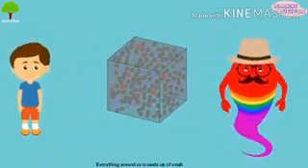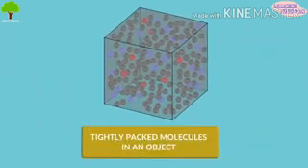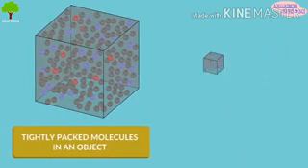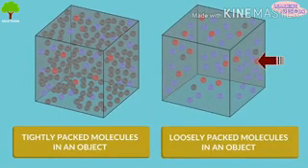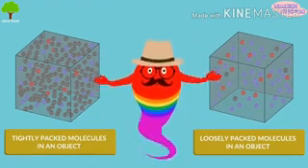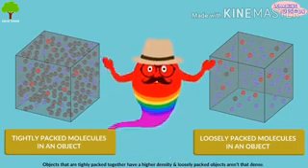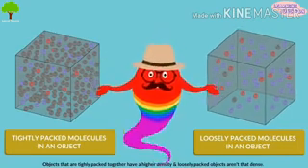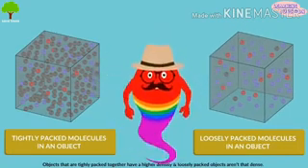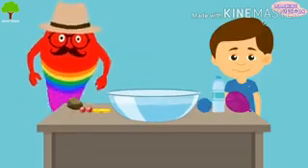Everything around us is made up of small molecules. In some objects, tiny little objects called molecules are tightly packed together, and in others, they are loosely packed together. This is actually what density means. The objects that are tightly packed together have a higher density, and the more loosely packed objects aren't that dense. Whatever objects sink are more dense.